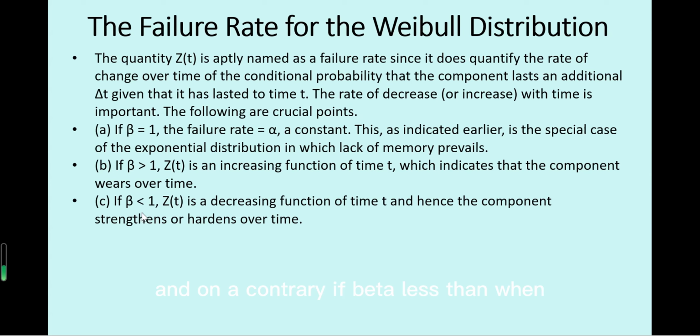And on the contrary, if beta is less than 1, for the Weibull distribution, C(t) is a decreasing function of t. That is, the component will strengthen over time, which means the component is less likely to fail with longer time, for beta less than 1 in the Weibull distribution.